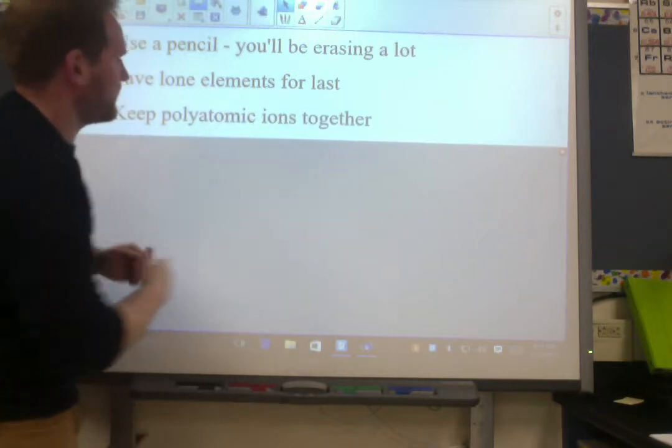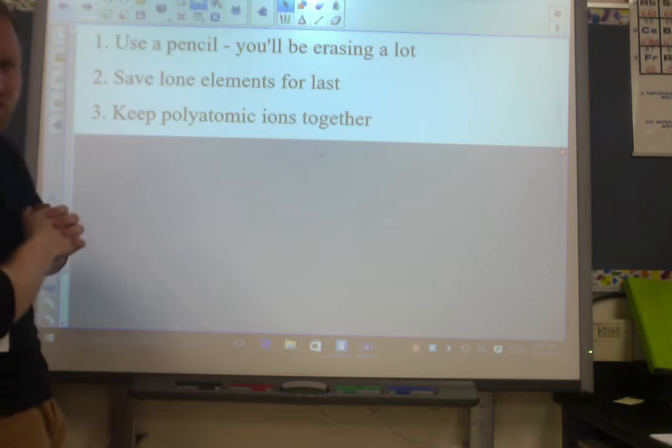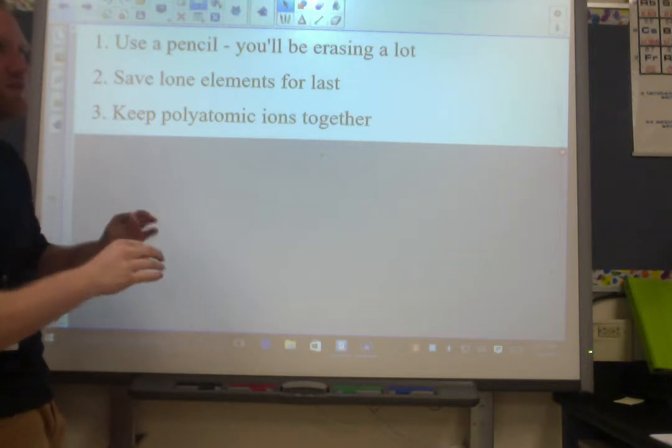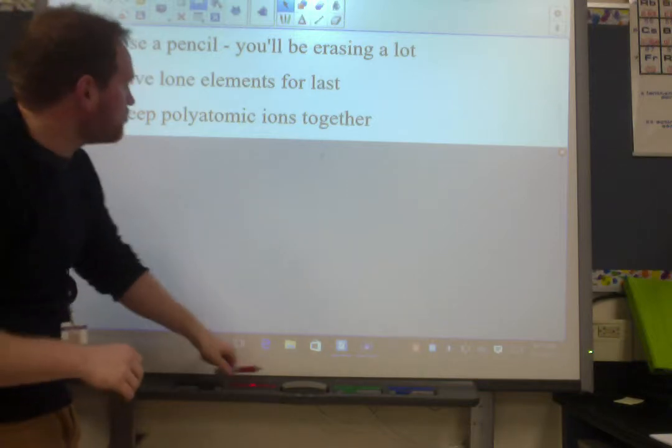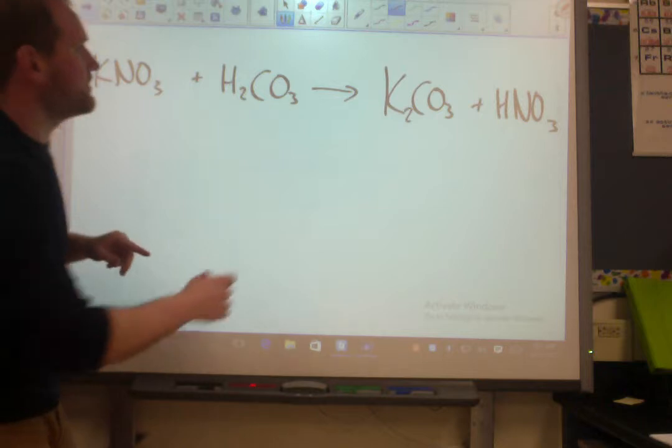My next tip is to keep polyatomic ions together. So you should recognize your polyatomic ions from that sheet. And instead of breaking them down into individual elements, you should try to keep them together. So let me start with this example here.